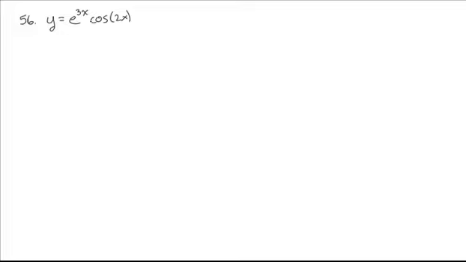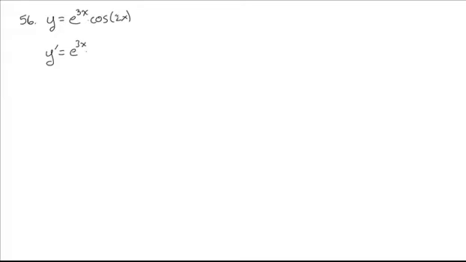Derivative of y equals e to the 3x times cosine of 2x. And the overall structure here is a product. So we're going to start with the product rule. Product rule says leave one part alone, e to the 3x, times the derivative of the other.